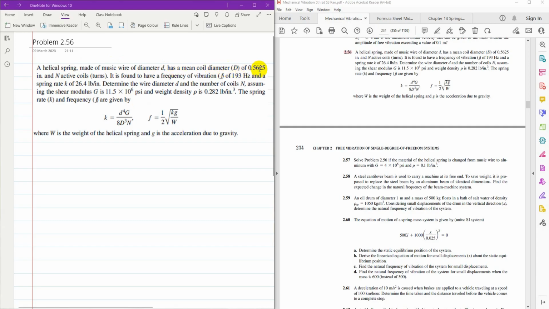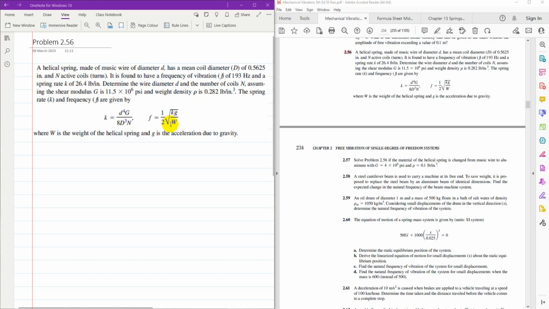mean coil diameter of 0.5625 inch and n active coil turns. It is found to have a frequency of vibration 193 Hz and a spring rate 26.4 pound per inch. Determine the wire diameter and the number of coils, assuming shear modulus G is 11.5 times 10 to the power 6 psi and the weight density rho is 0.282 pound per inch cube.